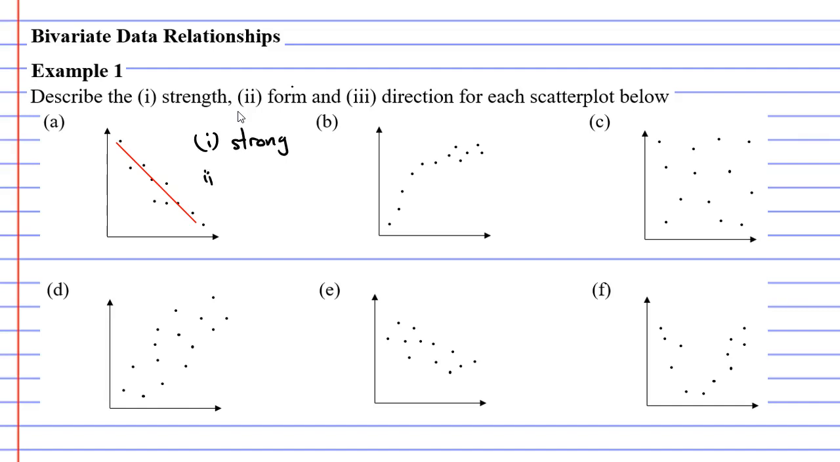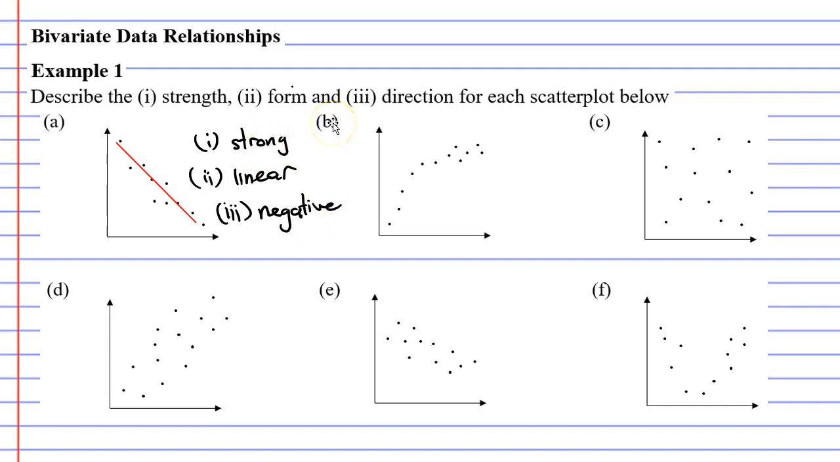Alright, now let's look at the form. Form is telling us whether it's linear or non-linear. It's a linear straight line, so we will write the form as linear. And finally, the third part, what is the direction? We can see as we move to the right that this linear line is going down. So we're going to say that it's a negative direction.